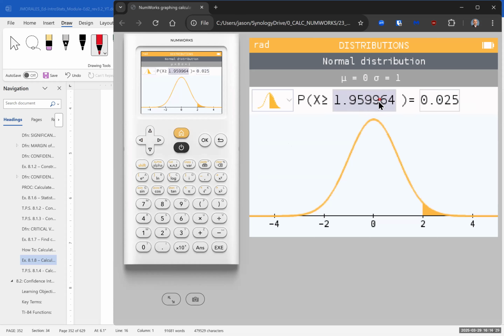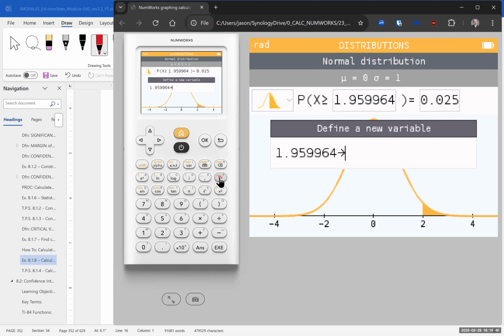And I want to store this. So notice that there's an orange arrow to the right in this key, the X to the Y key. I'm making sure that this value is selected, Shift, arrow. So I'm going to store this into capital letter Z. To get a capital letter, I need to hit Shift, Alpha, then the plus button, and it'll print a little Z there. Hit execute.